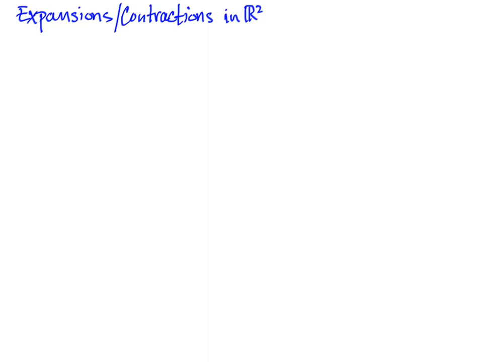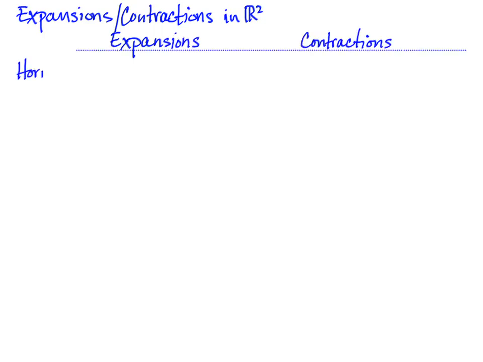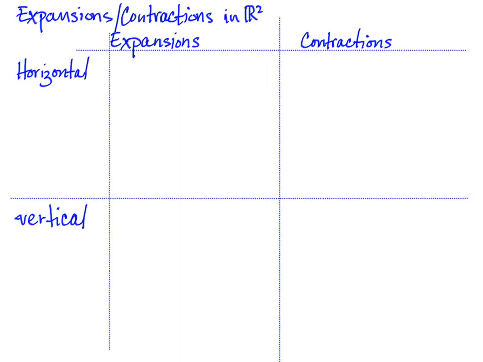So, as I said, we're going to talk about expansions, and we're going to talk about contractions, and there's two different types of each. There's horizontal and there's vertical. So, let's look at the actual matrices first before we look at the pictures.